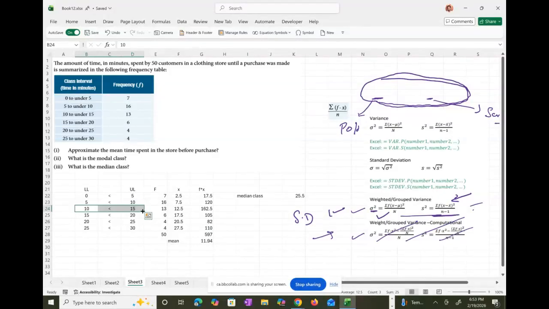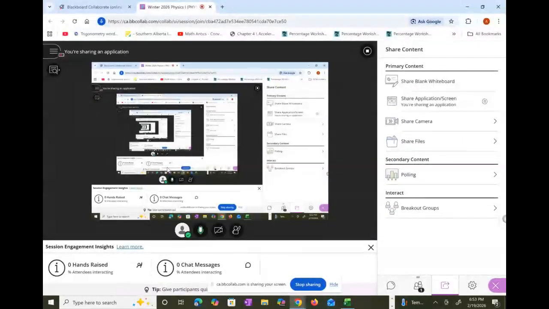Hopefully you were able to understand how to solve for mean, median, mode for a grouped frequency distribution table, an ungrouped frequency distribution table, and also for raw data. In the next class, we will talk about variance and standard deviation. Till then, goodbye.